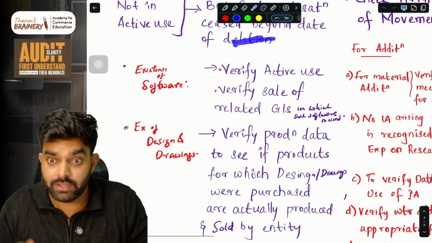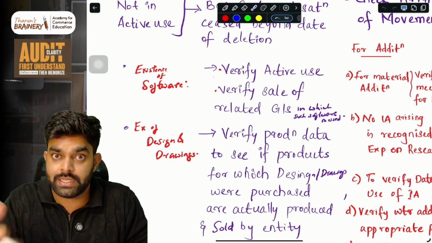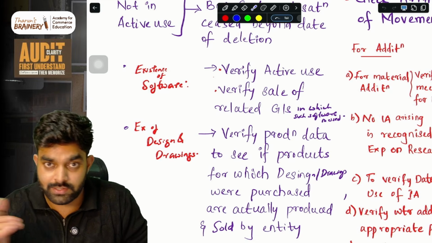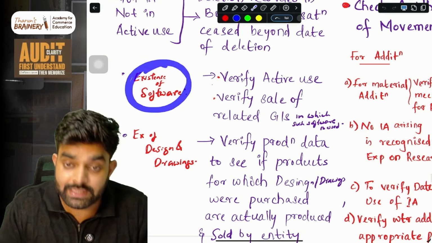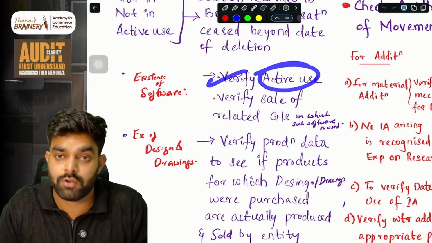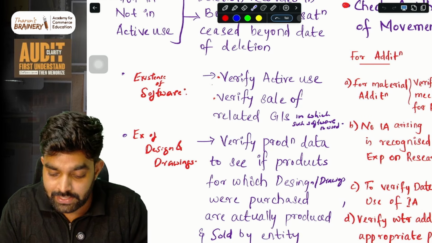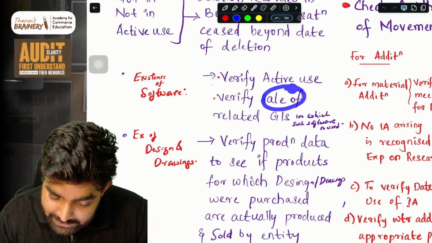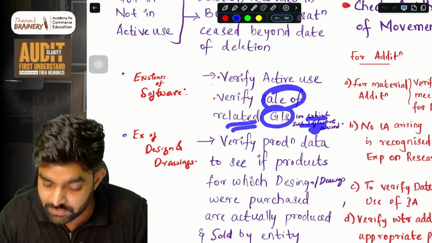You have to check, because in PPE it is called depreciation, and for intangible assets it is called amortization. It is opposite. Then for checking the existence of software as an asset, you can verify whether that software is actively used. The company has a software; check whether they're actively using it. Verify the sale of related goods and services in which such software is used.